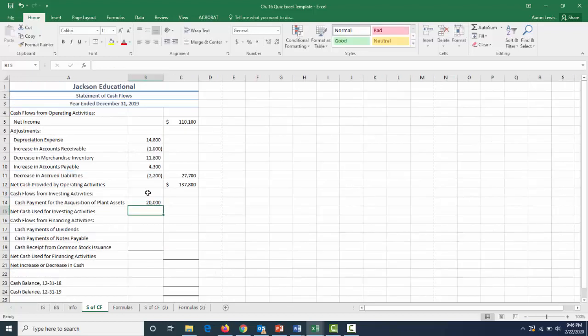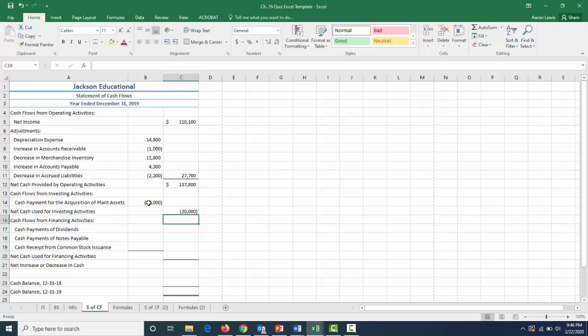But we paid it out, which means if that money is coming out of the company, it must be decreasing Jackson Educational's cash flow. So let's make that negative. And our net cash, since that's the only thing we had used for investing activities, is also going to be a $20,000 cash outflow. Which brings us to our third section of our statement of cash flows, which is our cash flows from financing activities.